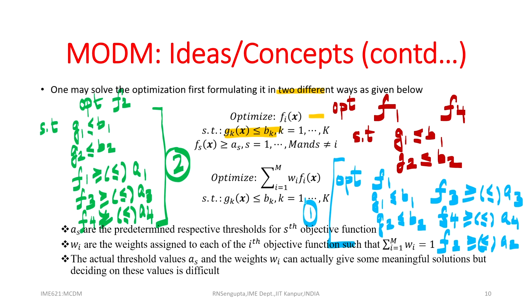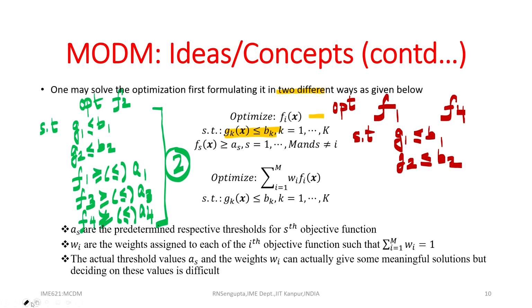Now if I consider F3 and F4, I will erase one by one and write it, so it is easier for us. I will erase the blue one, which was for F1, and use a different color. Let me use the color red. So you will optimize F3 now, because F1 is already considered, F2 already considered. Constraint G1 remains as it is, G2 remains as it is.